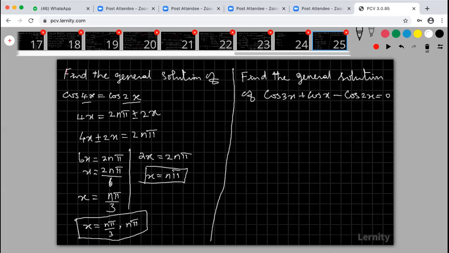For any problem, we have to solve with the general formula. If the question asks only for the principal solution, then you find only the principal solution. The principal solution is nothing but the solution where the x value lies between 0 and 2 pi only. Otherwise, if they simply ask to find the solution, solve, or find the general solution, then you have to find the general solution.